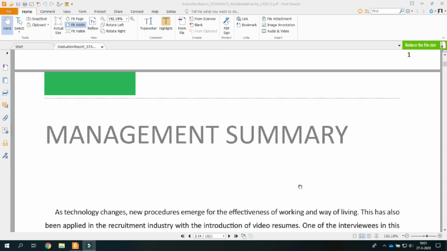The next page would be the management summary, but the management summary is only intended for a research report and not for a research proposal. The management summary can be compared to the abstract. However, it's slightly longer and it's intended for the management of a company, so they know what has been done, what has been researched, what conclusions were there, and what should we do now.